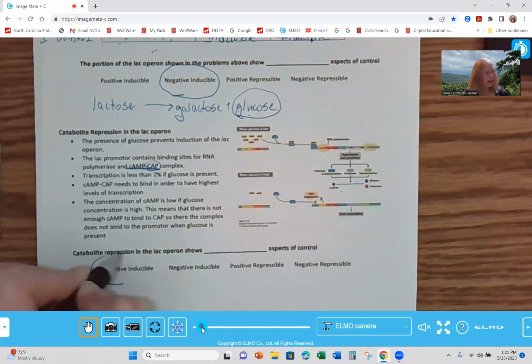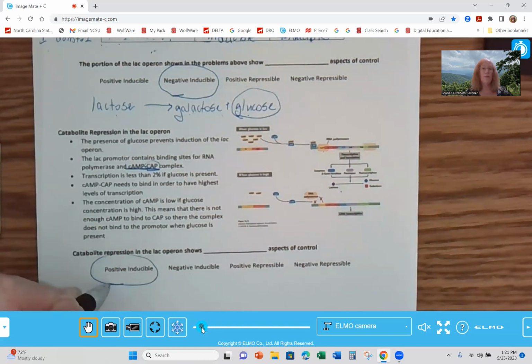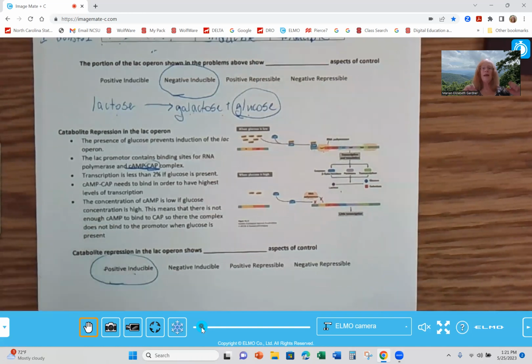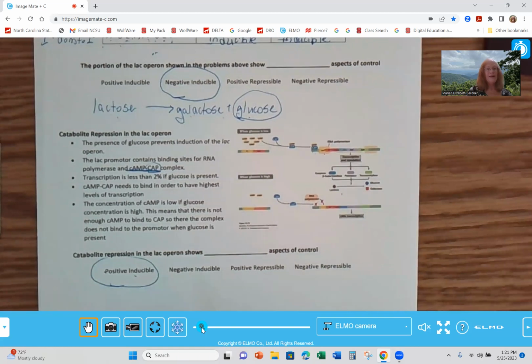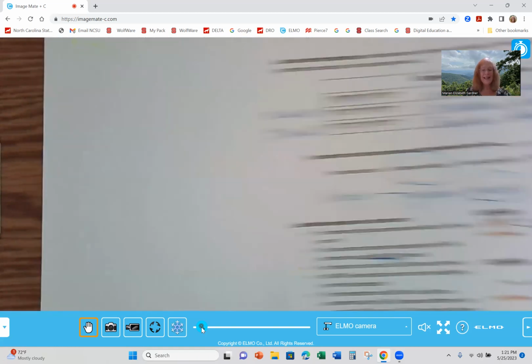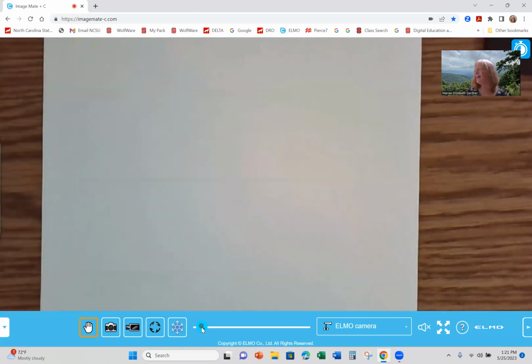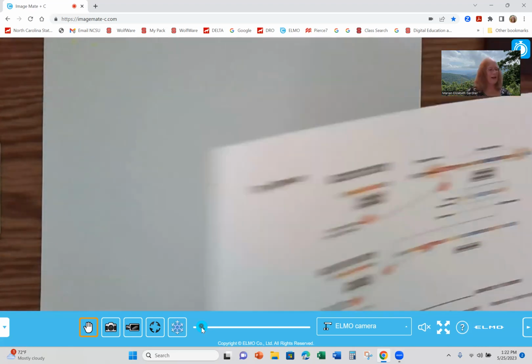This is actually positive inducible control. Positive control: CAP binds to the DNA. Inducible: our effector molecule is cyclic AMP. It binds to CAP to allow it to bind to the DNA to cause transcription to occur. So all of these things tend to get interrelated in a cell, and that's typical of cell physiology. Lots of processes are interrelated.